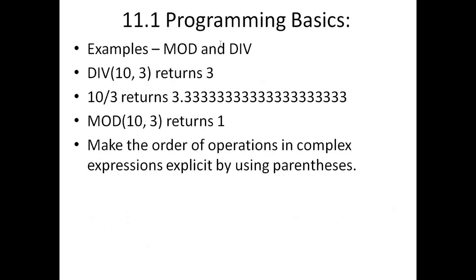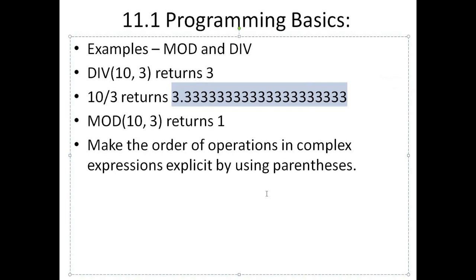Example of mod and div: 10 div 3 would return 3, whereas 10 divided by 3 would return 3.333333, and so on. Whereas mod 10 comma 3 would return 1 because that is what it would be left as remainder. Make the order of operations in complex expression explicit by using parentheses or the round brackets. If you are using long formulas or long expression, then you must decide their order by using different sort of brackets like round bracket, square bracket, curly bracket, etc.